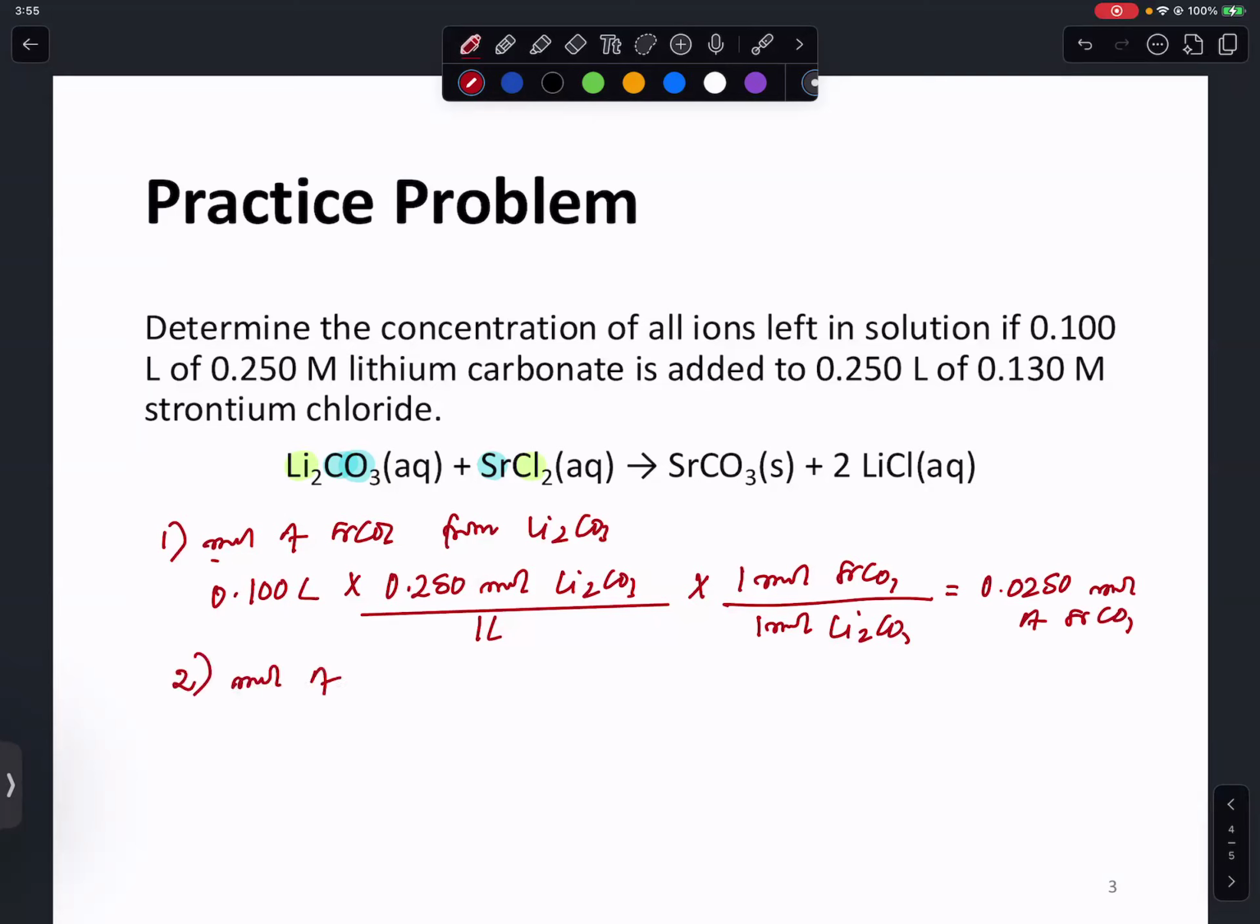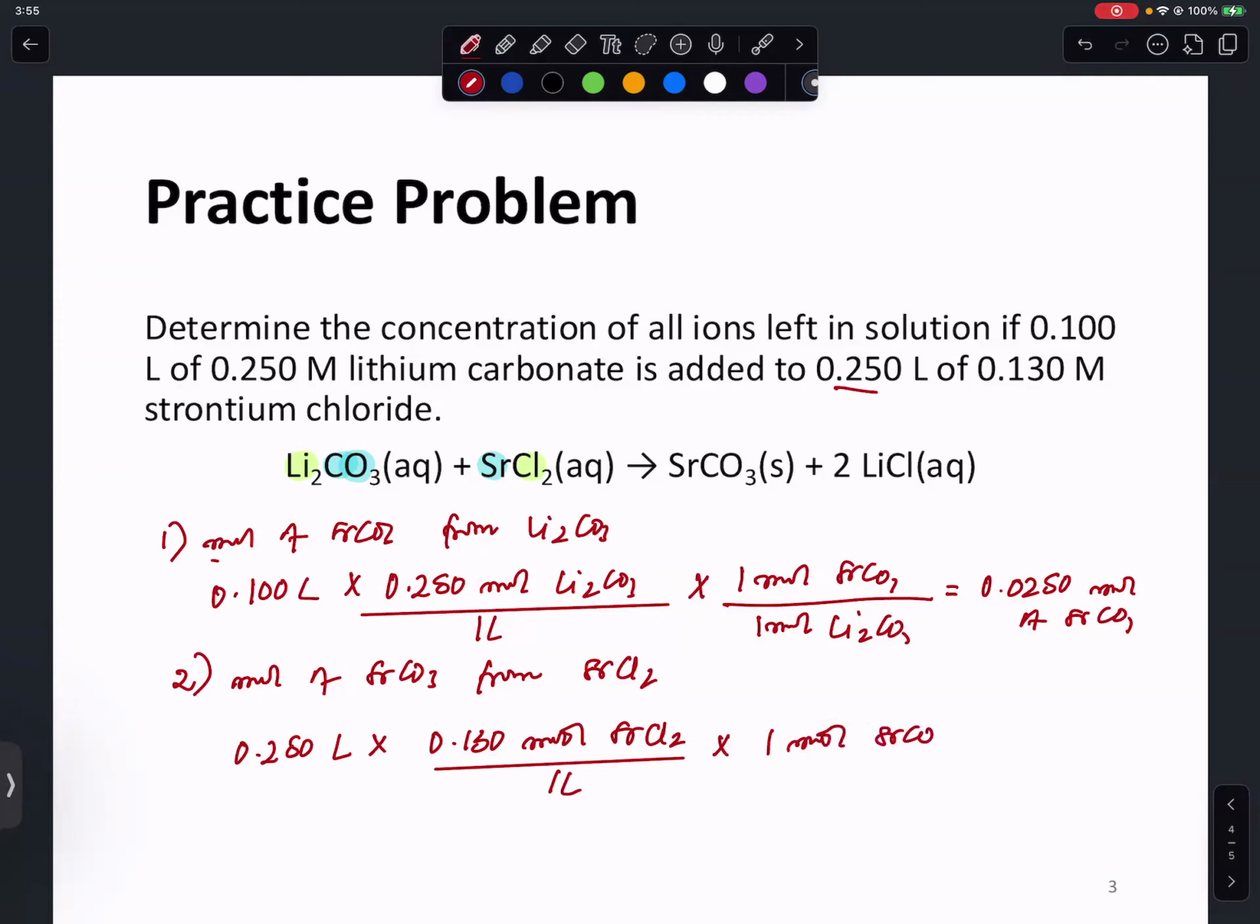So I can say moles of strontium carbonate from strontium chloride. I'll do the same procedure: 0.250 liters given in the question, times the 0.130 moles of strontium chloride in 1 liter, times, for every mole of strontium carbonate produced, I have 1 mole of strontium chloride consumed, and I get here 0.0325 moles of strontium carbonate.